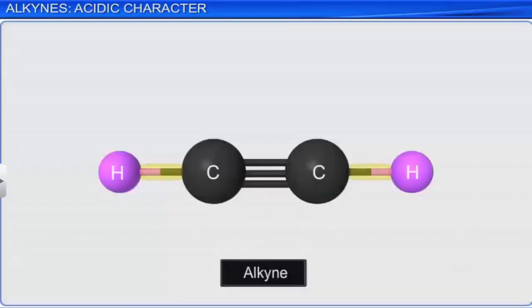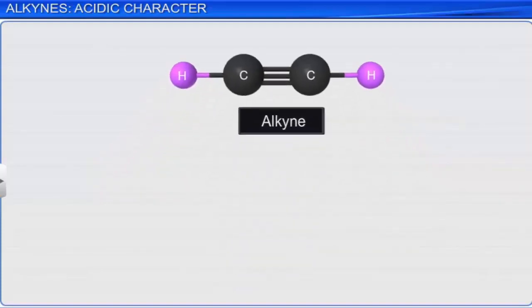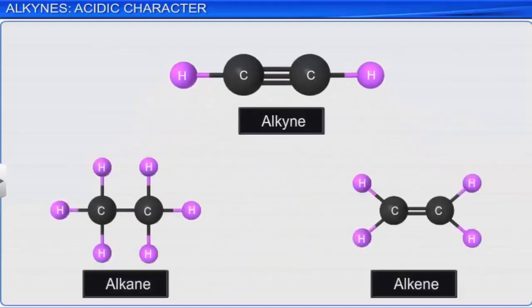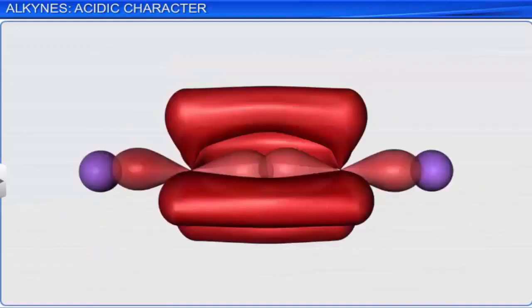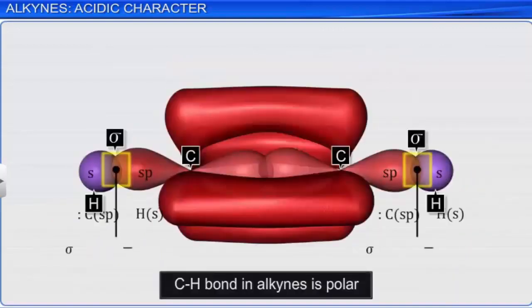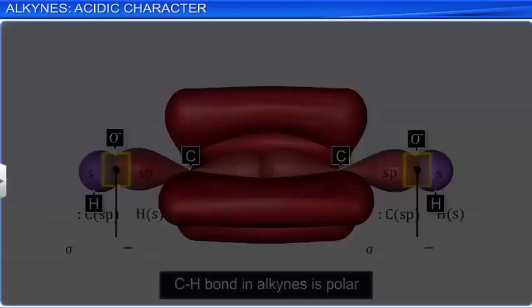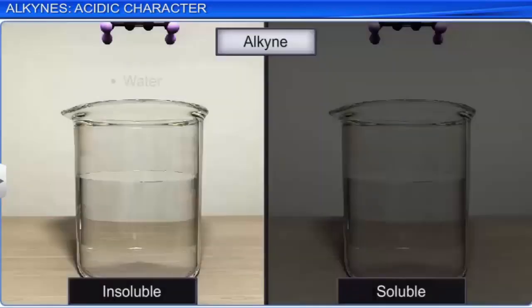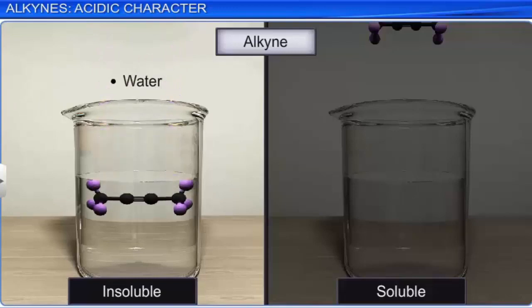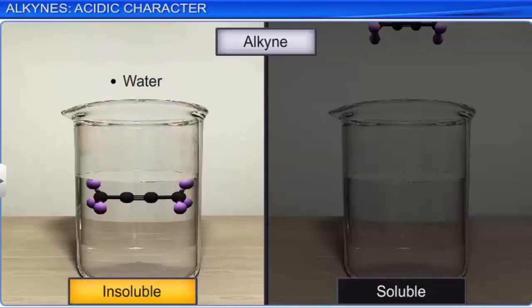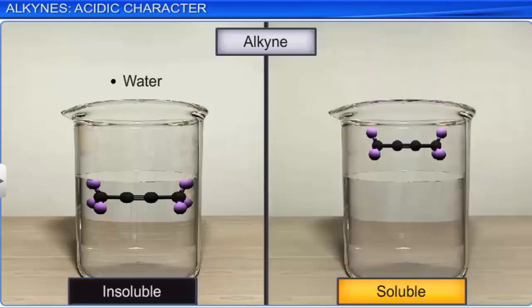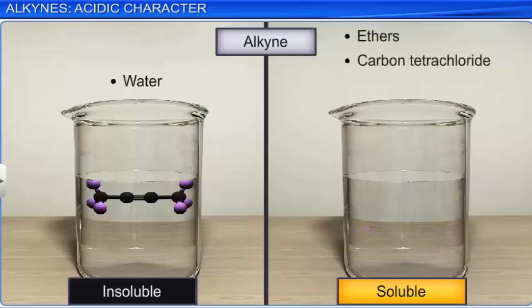The C-H bond attached to the carbon atom with a triple bond in alkynes. Alkynes exhibit some polarity, unlike alkanes and alkenes, which are non-polar. This is because the C-H bond in alkynes is slightly polar due to the sp hybridization of carbon. As alkynes are non-polar and water is polar, alkynes are water insoluble. However, they dissolve in non-polar organic solvents like ethers, carbon tetrachloride, and benzene.